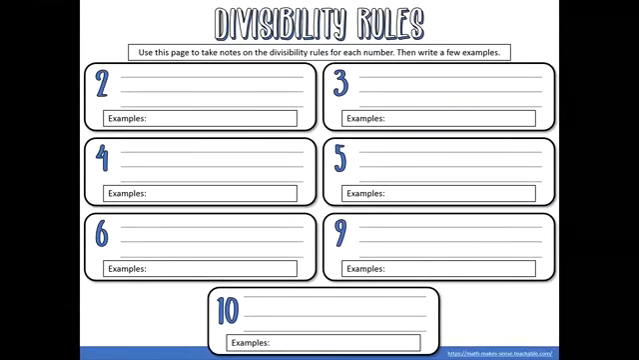I've called this one our Finding Factors, and we'll be learning some secrets for how to instantly know whether numbers are divisible by other numbers.